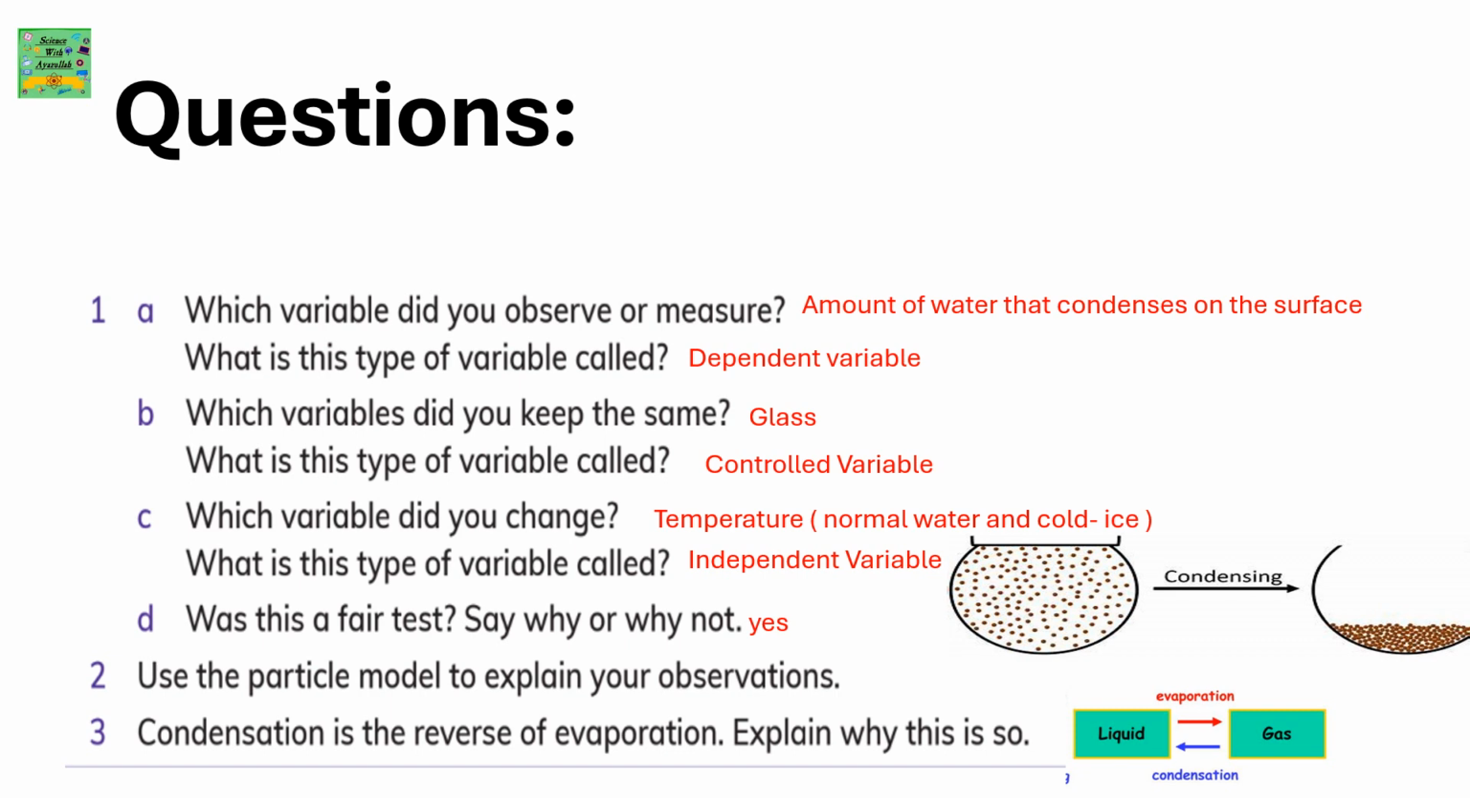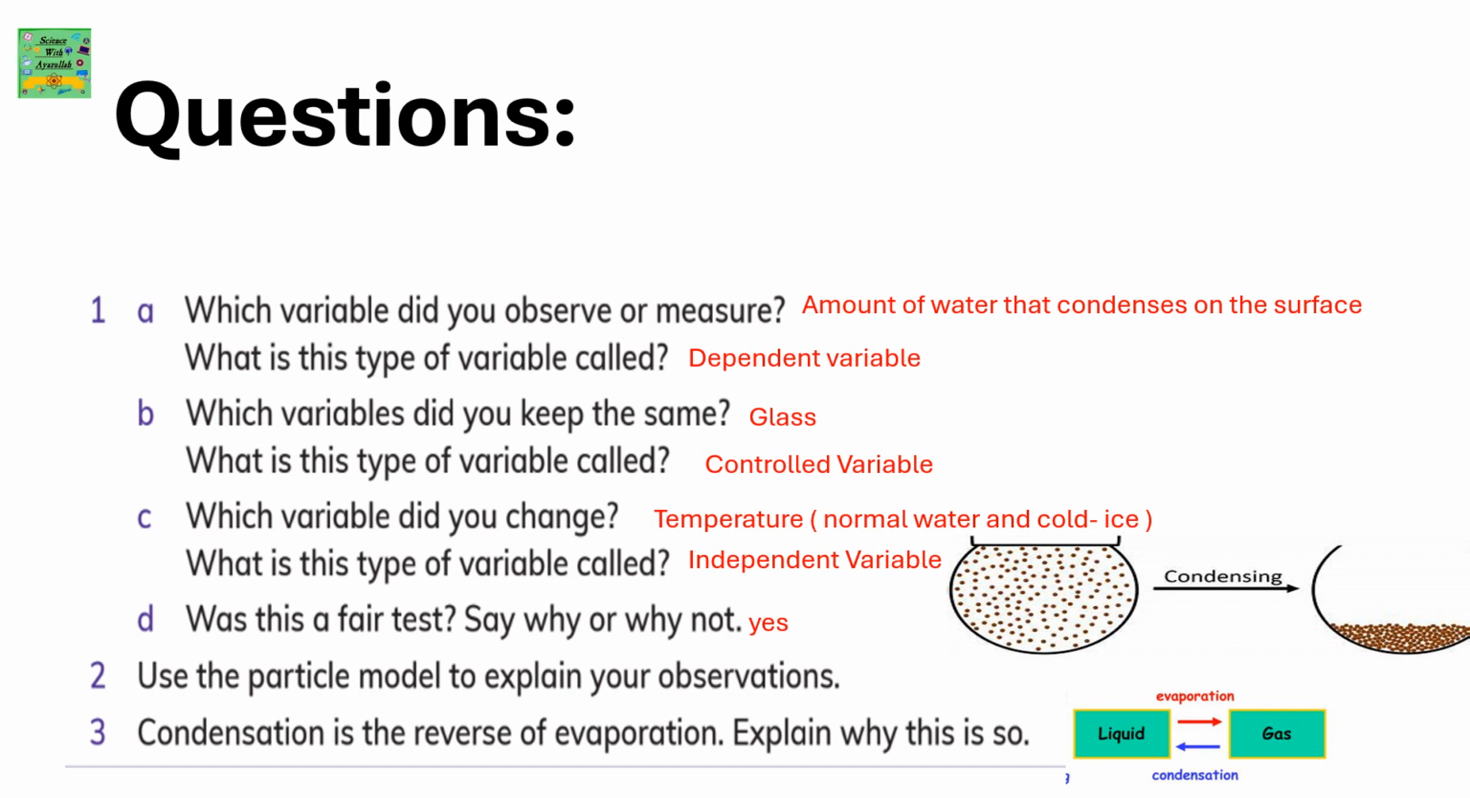Condensation activities involve three types of variables. The first one is the independent variable. This is the variable that you change in the experiment. The second one is the dependent variable. This is the variable you measure or observe. The third one is the controlled variable. This is the variable you keep constant to ensure a fair test.